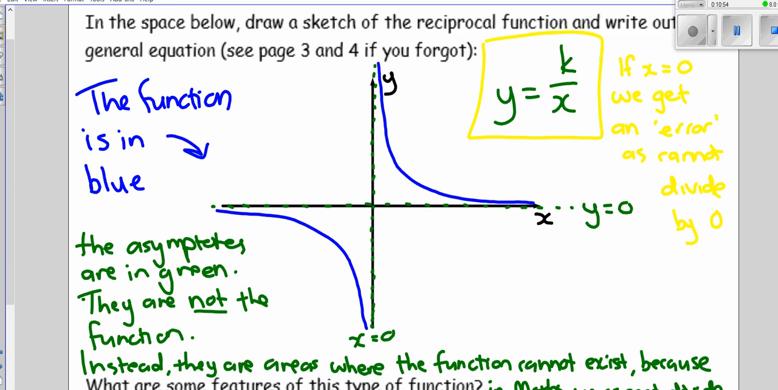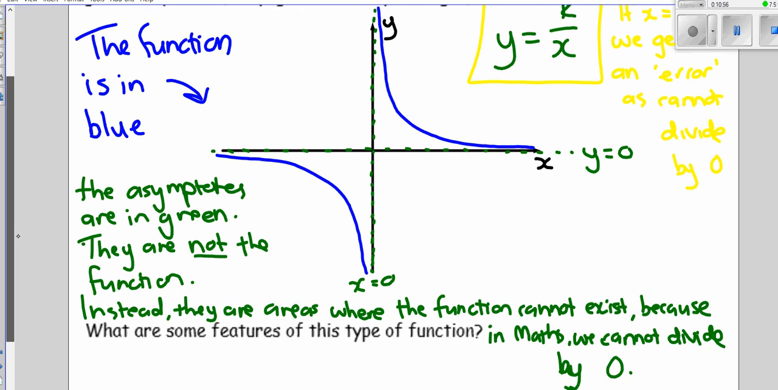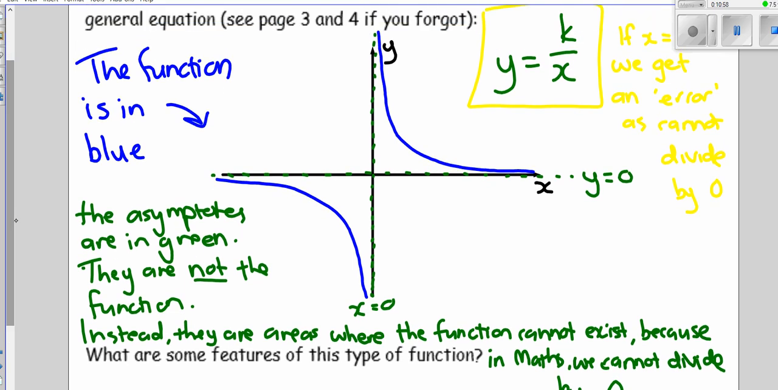Cool. So we have vertical asymptotes at x equals 0, because if you subbed in x equals 0 into the function, you'll get an error. Why do we have a horizontal asymptote at y equals 0? We have a horizontal asymptote at y equals 0 because, try to think, k is just a number. A number divided by anything will not actually ever equal 0.